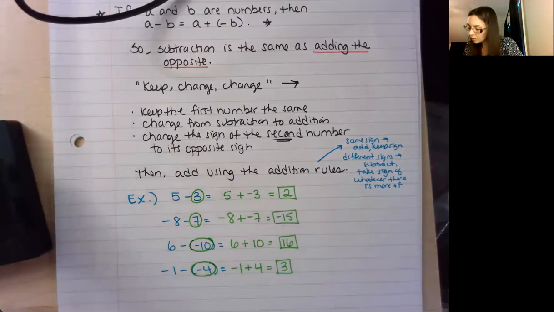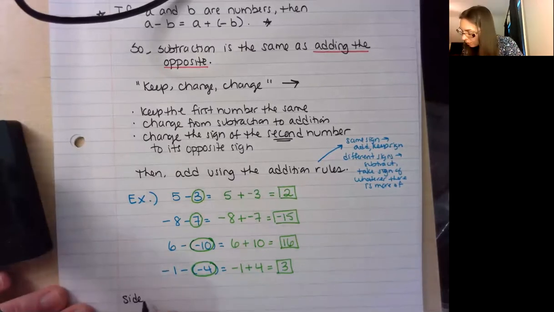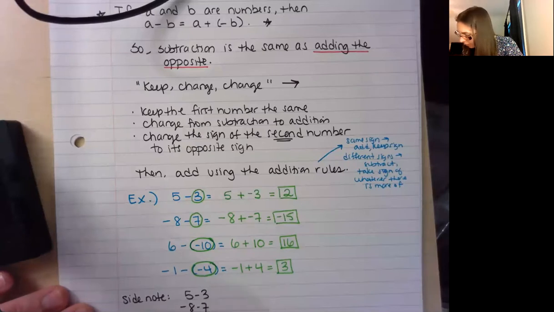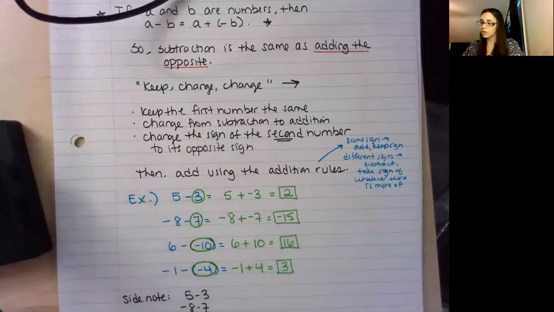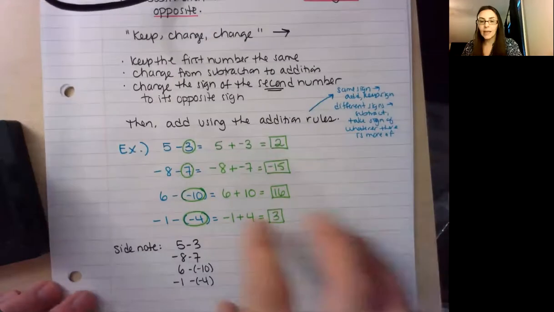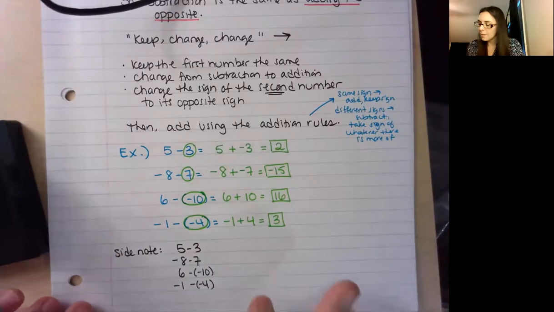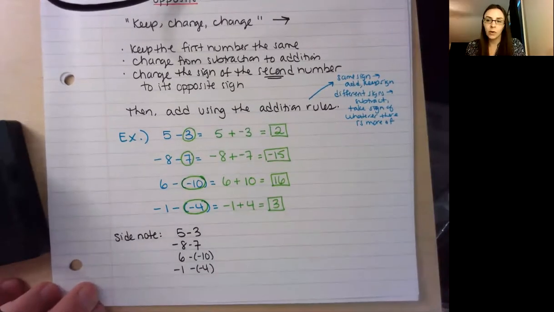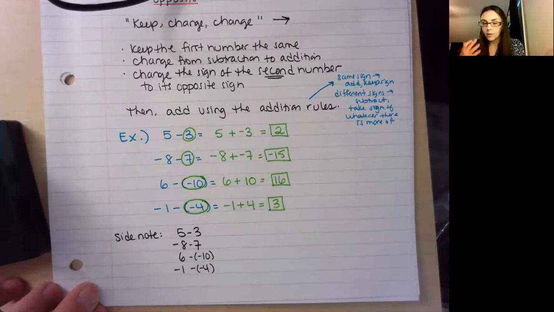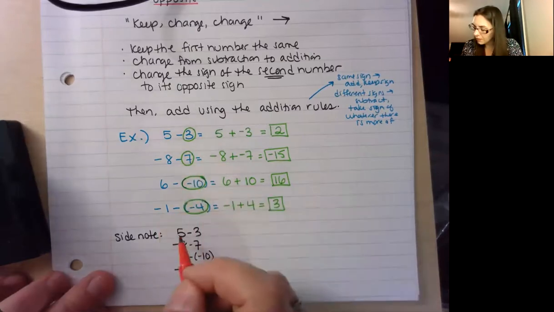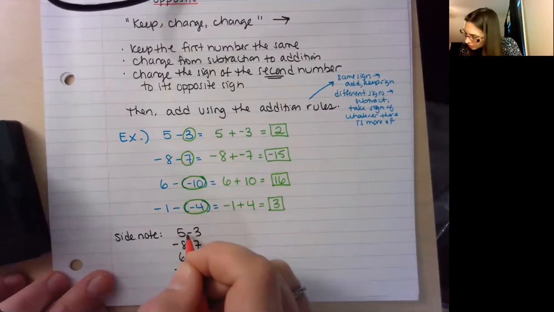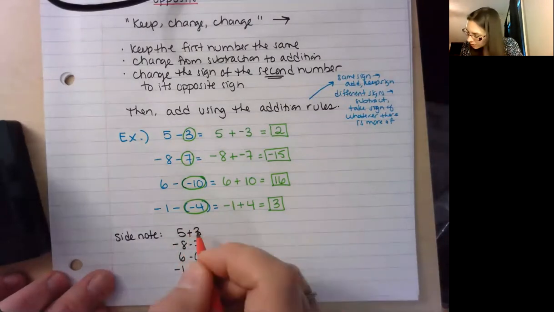Now, just as a little side note, for those of you who are more comfortable with this, I'm just going to rewrite the problems really quick. Some students like to also make these changes right on the problem instead of rewriting, and that's okay if you're comfortable with it. So if you like this, then you can skip over this part. But if you're pretty comfortable with signed numbers, you're like, I've been doing this for a while, I kind of know how to do it, then you can also do it like this. So you can keep the 5 the same, change it to addition, and then change the 3 to a negative.